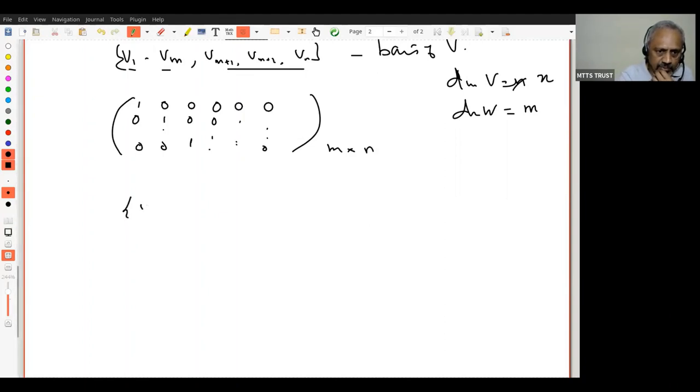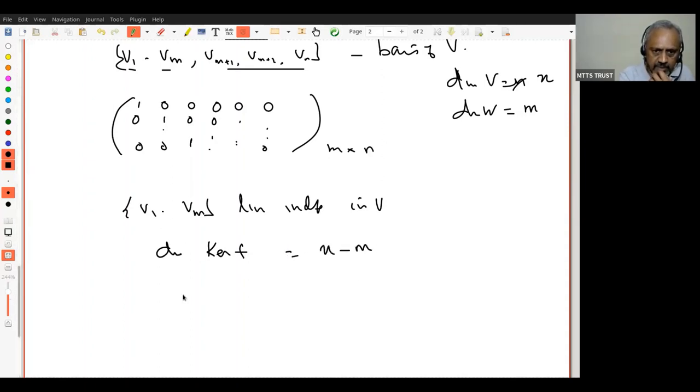So I have V1, V2, Vm. This is linearly independent in V. Then let us look at the kernel of F. What is the dimension? That will be the kernel dimension n minus m. So choose a basis U1, U2, Uk. Call this K. This is the ordered basis of the kernel. Okay, you understand that?